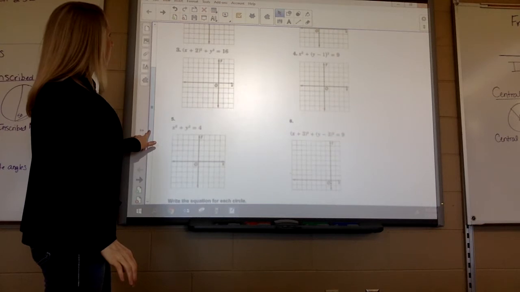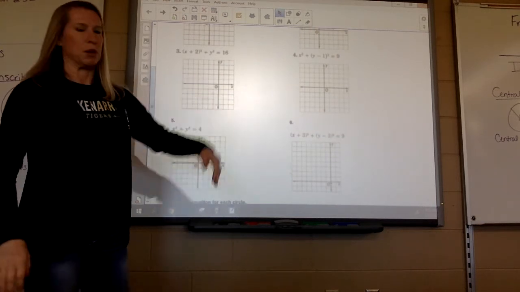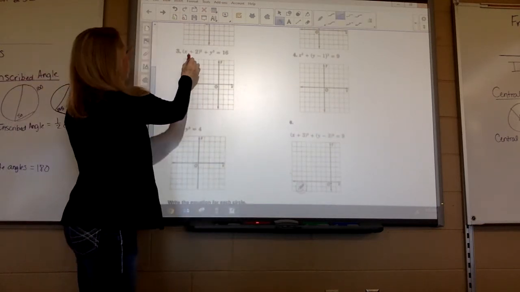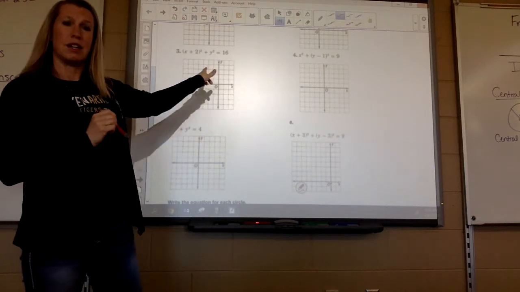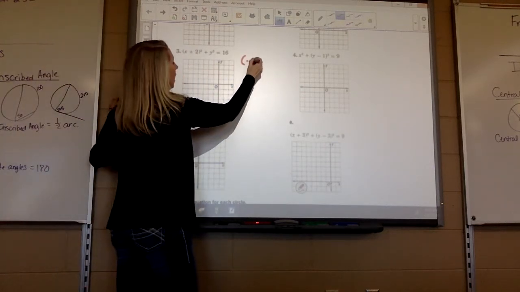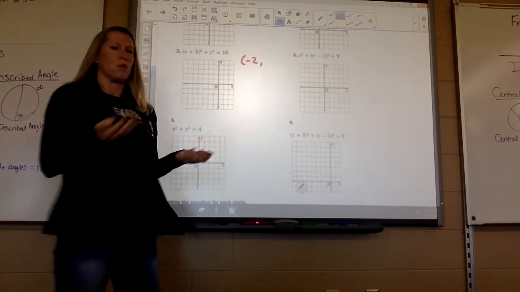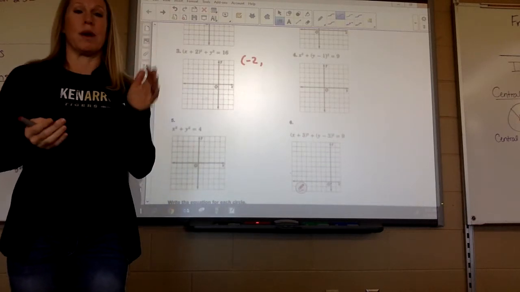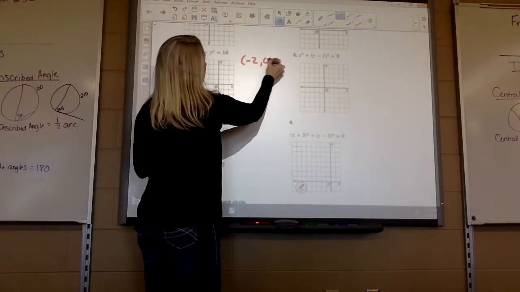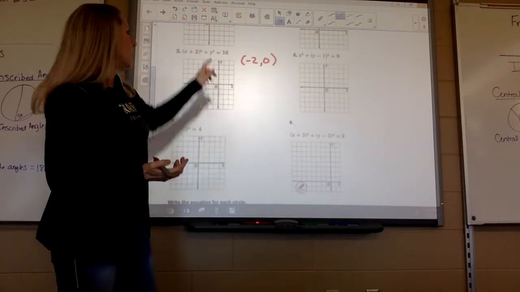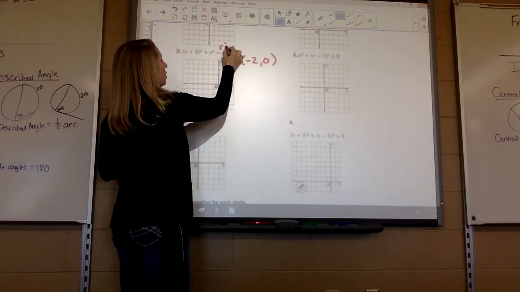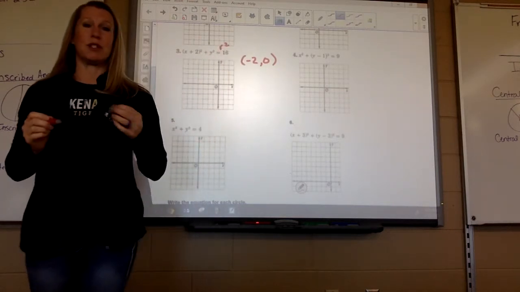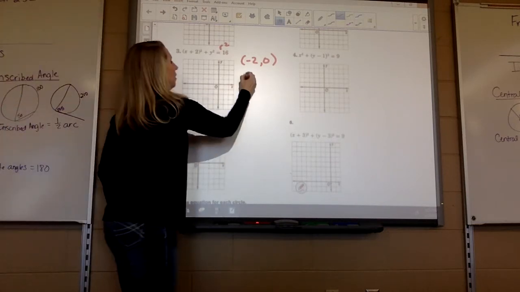Let's just look at number 3. See how it looks positive there? So that means it's really negative 2. And then there's just a y squared, so that means it's y minus 0. So it'd be negative 2, 0 would be our center. And then our radius, remember, radius squared is 16. So what's the square root of 16?